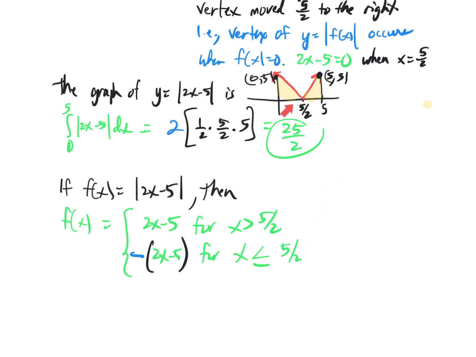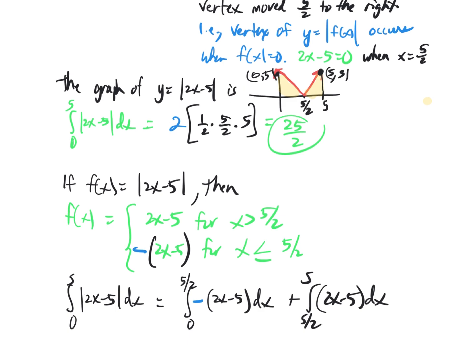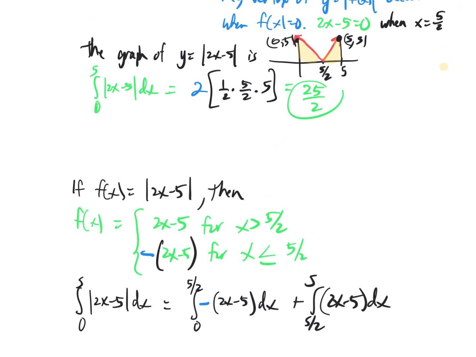All right, so if we wanted to do this problem with calculus, although I don't know why you'd want to when we can just use geometry to find the definite integral, with calculus, it would look like this. Does that make sense? From 0 to 5/2, it's the opposite of 2x minus 5. And from 5/2 to 5, it's 2x minus 5.